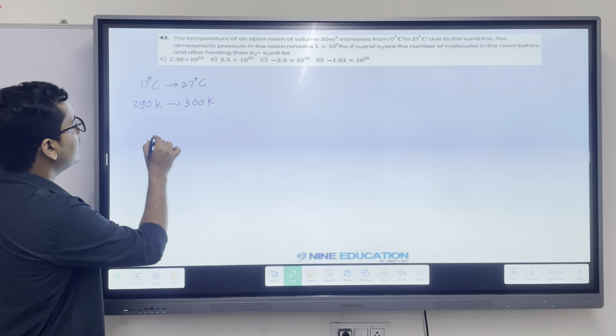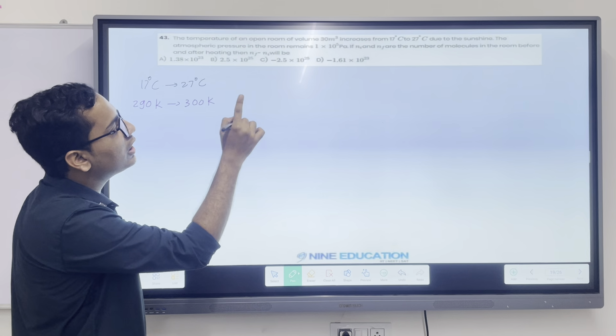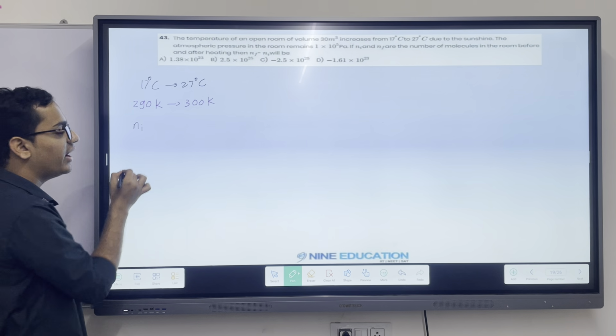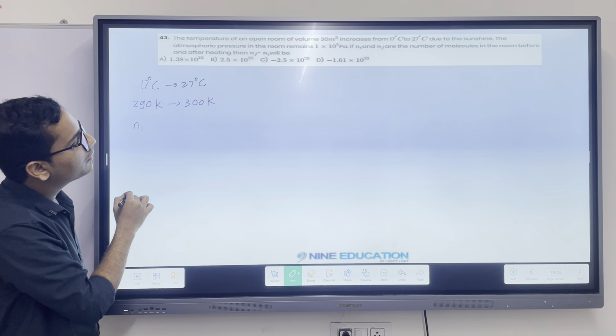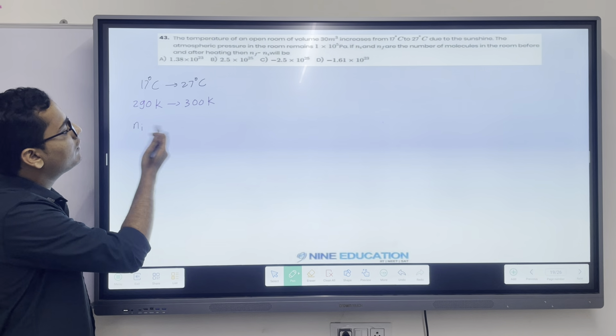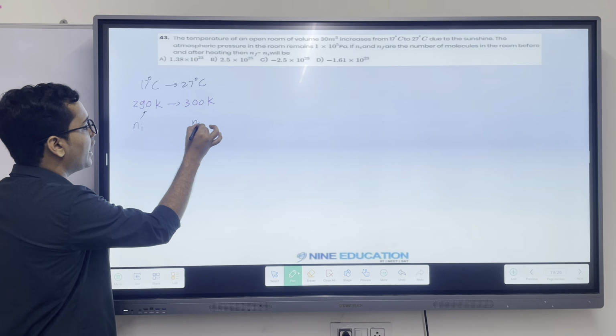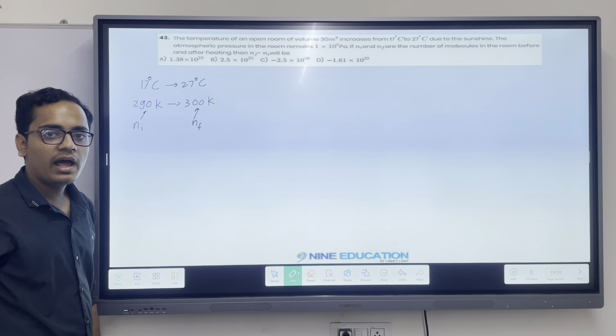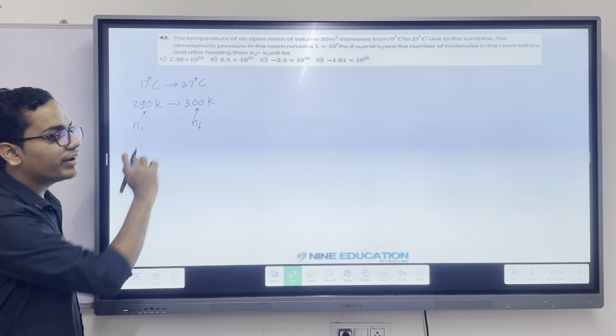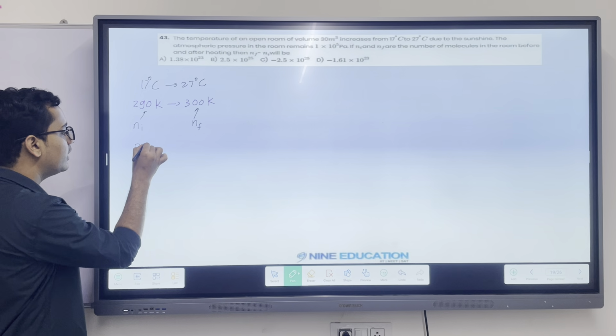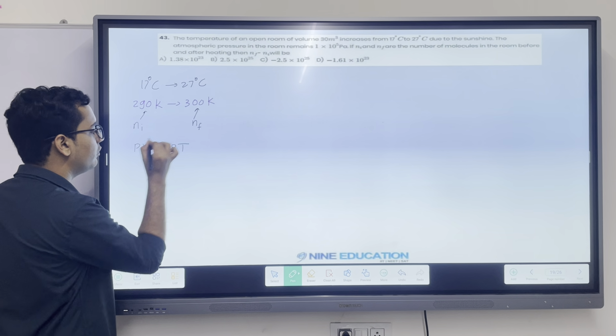You have to find, so let's say Ni and Nf are the number of molecules in the room before and after. So Ni is the number of molecules in the room at 290 Kelvin, and Nf is the number of molecules in the room at 300 Kelvin. You have to find Nf minus Ni. So again, this is a standard ideal gas question.